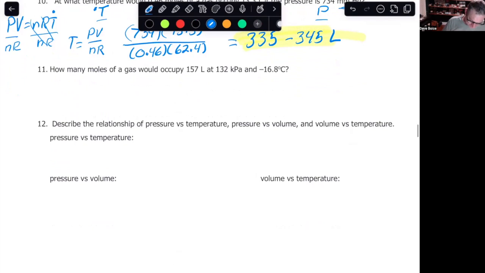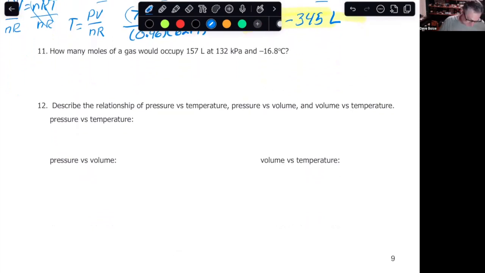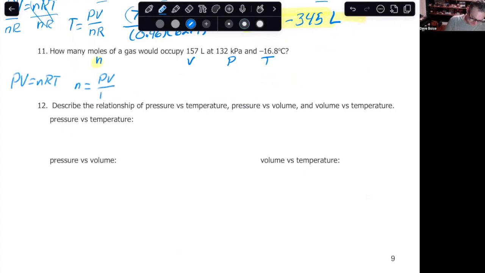Okay, we are now more than halfway done. So let's go ahead and hit the home stretch here. Okay, how many moles? Oh, that's an N. Would occupy a volume. I got a pressure. I've got a temperature, and I don't have a change in state. So I'm thinking again, PV equals nRT, and I want N. Right, so I'm going to rewrite PV equals nRT to solve for N. And so N equals PV divided by RT. So let's go ahead and pop that in there.